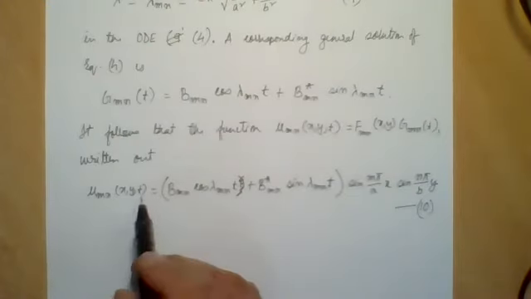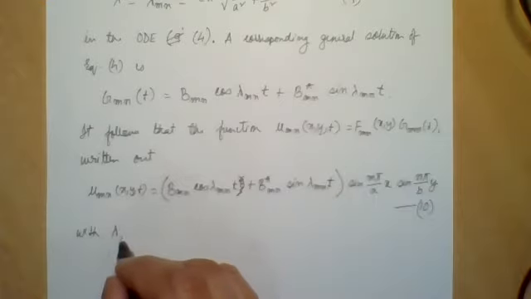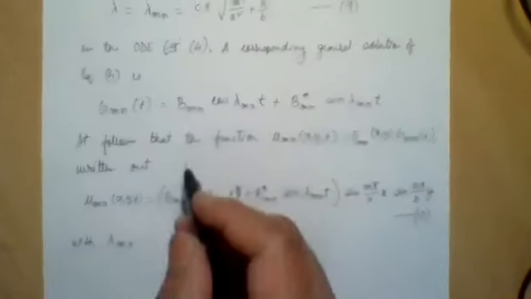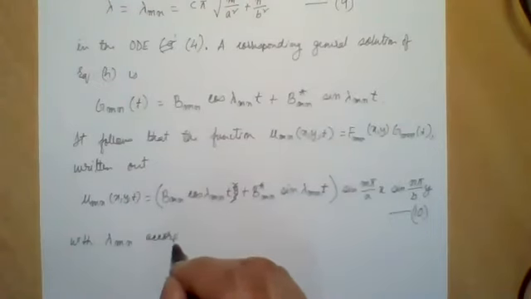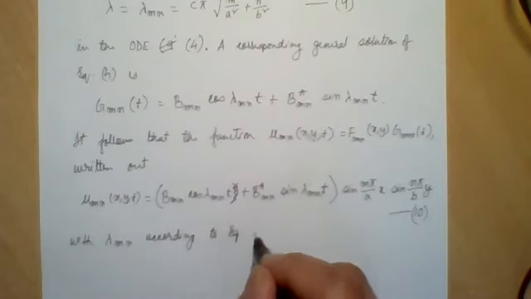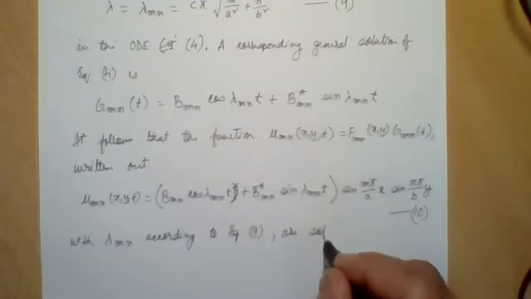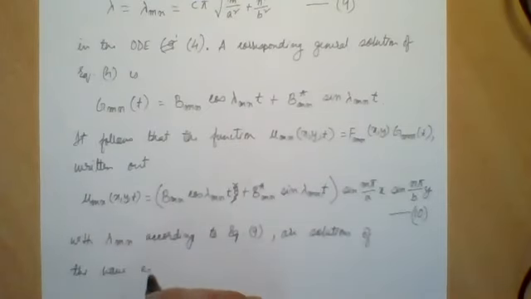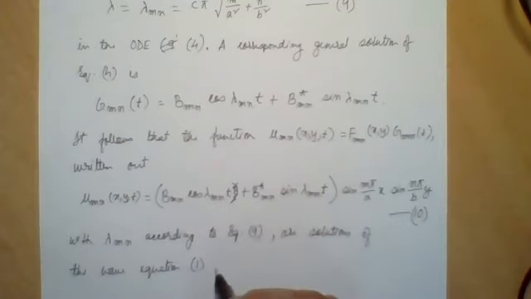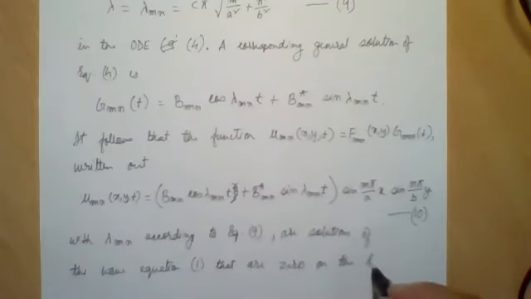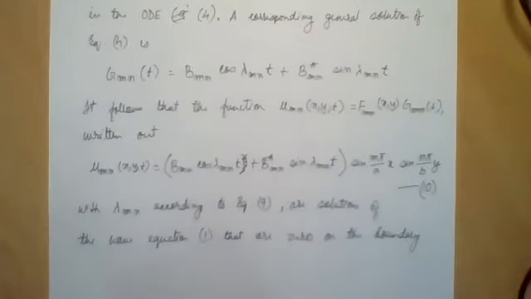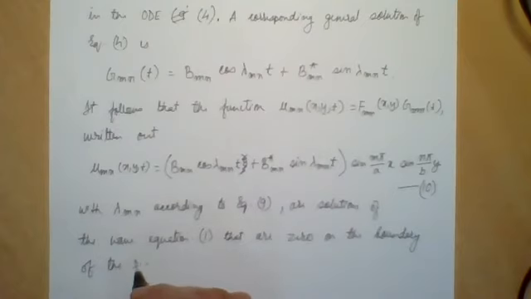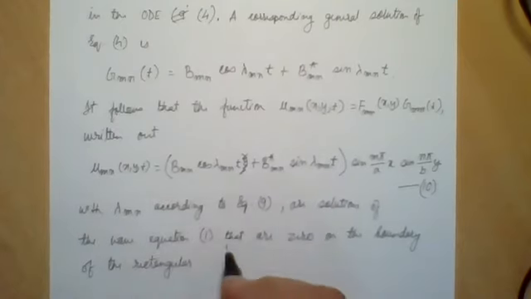So it follows that this function, with lambda mn according to equation 9, are solutions of the wave equation 1 that satisfy the boundary conditions number 2, that is, that are 0 on the boundary of the rectangular membrane.